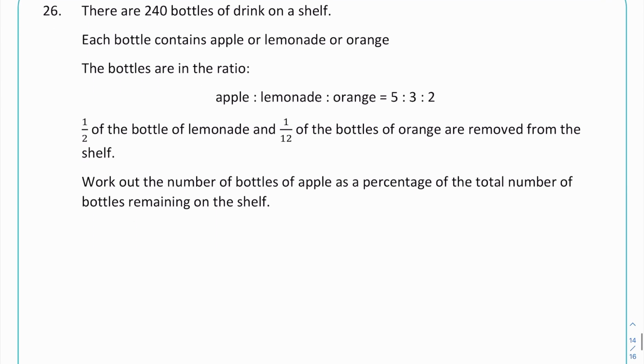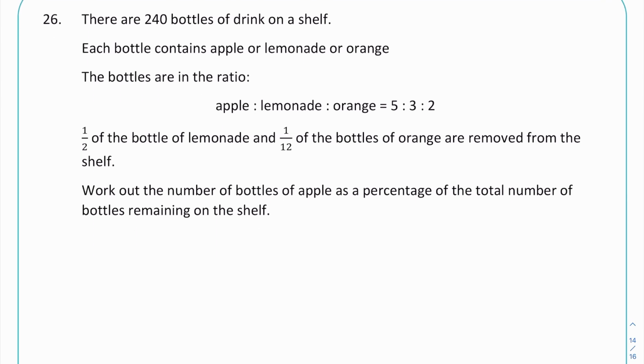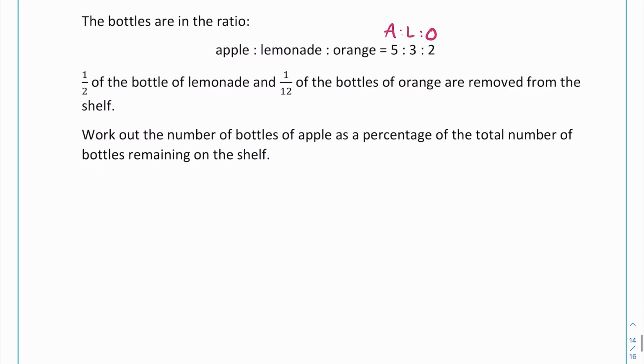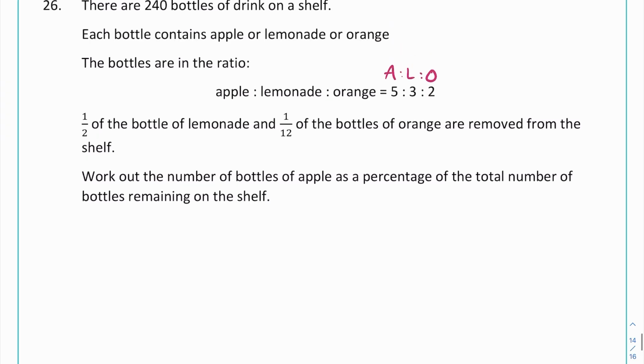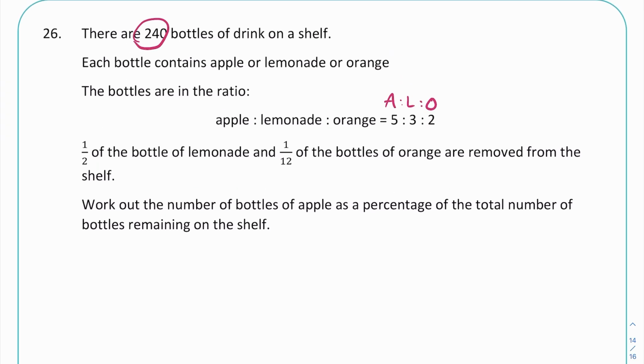Alright, so this question. There are 240 bottles of drink on a shelf. Each bottle contains apple or lemonade or orange. The bottles are in the ratio apple to lemonade to orange, 5:3:2. Half of the bottles of lemonade and 1/12 of the bottles of orange are removed from the shelf. Work out the number of bottles of apple as a percentage of the total number of bottles remaining on the shelf. So we need to share the total, 240, in the ratio 5:3:2.